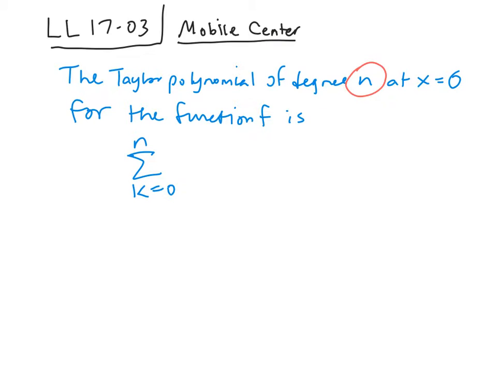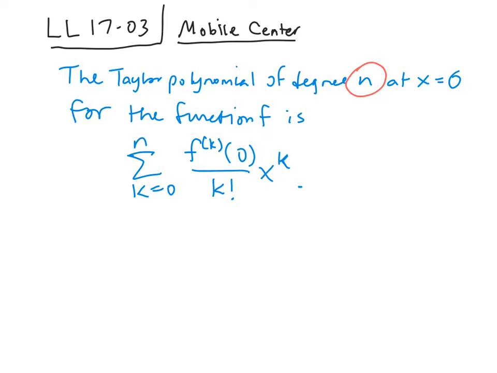So anyway, the Taylor polynomial of degree n at x equals 0 for function f, assuming, of course, that f is continuous, differentiable. It has to be differentiable n times in order for us to be able to do this. But anyway, that polynomial is the sum from k equals 0 to n of the kth derivative of f evaluated at 0 over k factorial times x to the k.